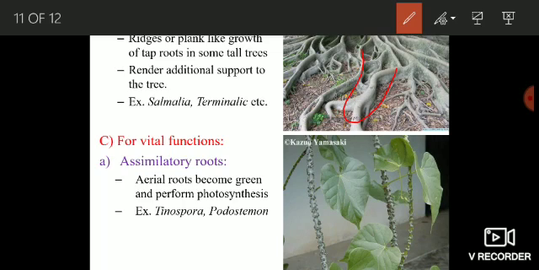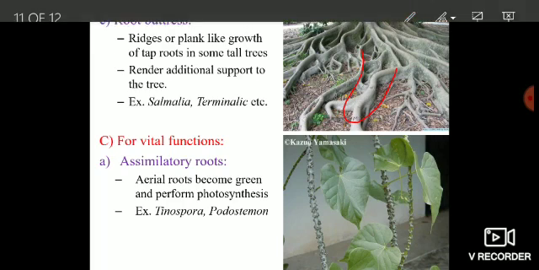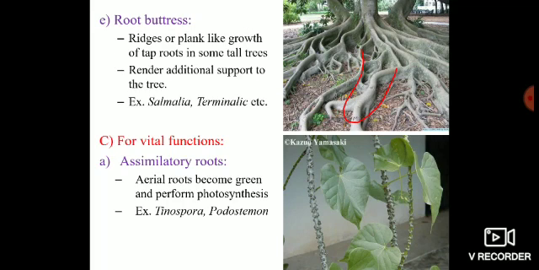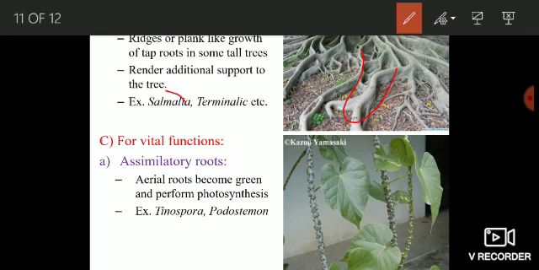Okay, so you can remember root buttresses or ridges are plank-like growths which are actually derived from the taproots in some tall trees, and these root buttresses give additional mechanical support to the tree. Examples are Salmalia and Terminalia.